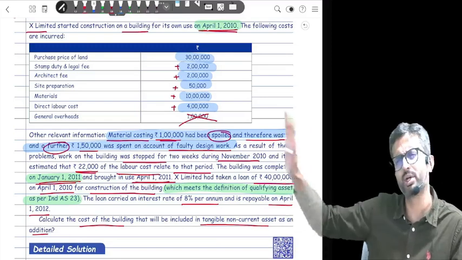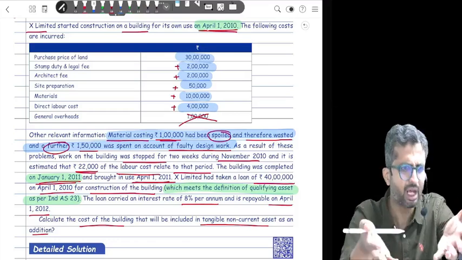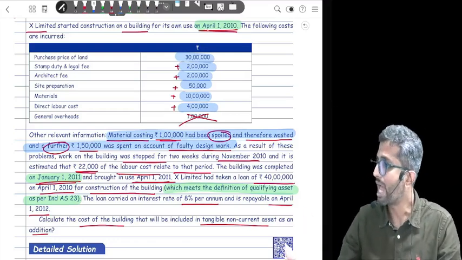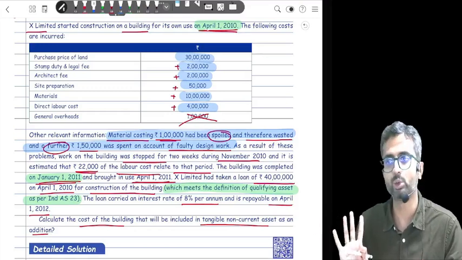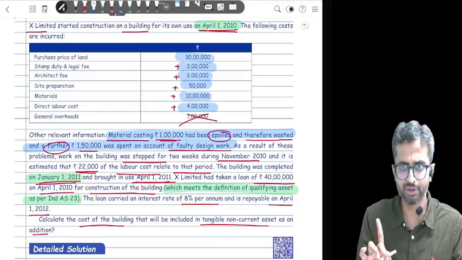This is a study material question. We will assume, unless otherwise given, that 1 lakh 50 must be included somewhere. Maybe in material, maybe in architect fee, it may be included somewhere, and hence we are deducting. The alternative solution is possible and also given in the May 23 suggested answer. Are we clear with this?